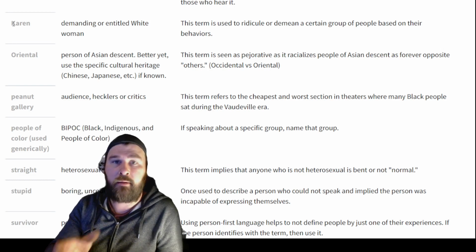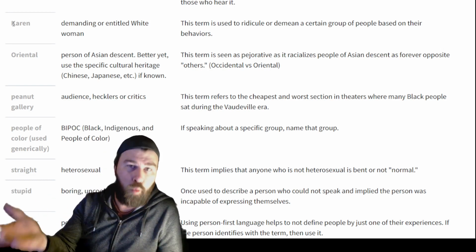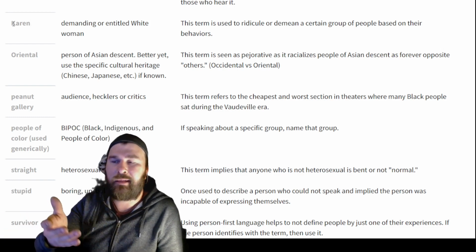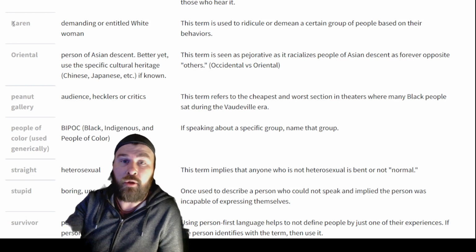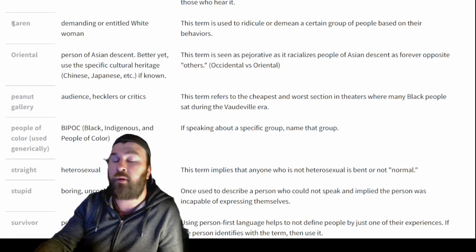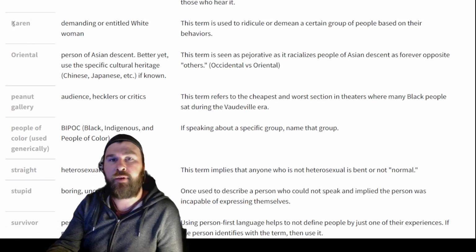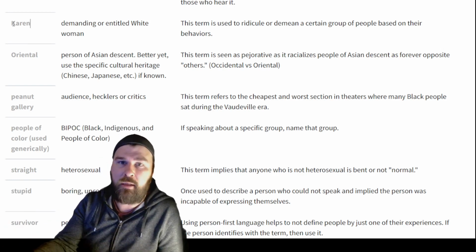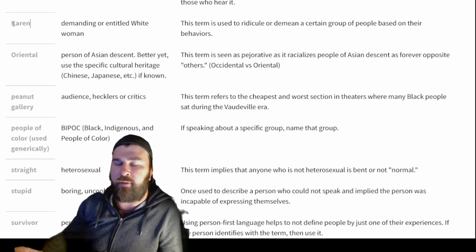Now, historically, Karens have always been entitled white women, but these days, Karens can be anyone. They can even be dudes. We call people who are entitled, regardless of gender, regardless of age, regardless of race, we call them Karens. We might just say male Karen kind of thing, right? Because there's not really an equivalent on that side of things.